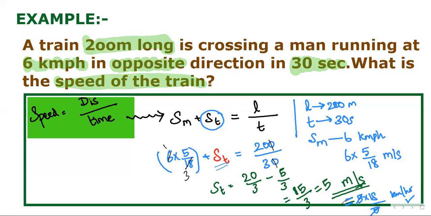Let me summarize quickly. Length of the train, the distance is nothing but the length of the train. Time is nothing but the time taken by the train to cross a man, and the last parameter speed. Okay, so whenever two moving objects are moving in opposite direction, the speed is nothing but the sum of the speed of both the objects. It might be a train or it might be a man.